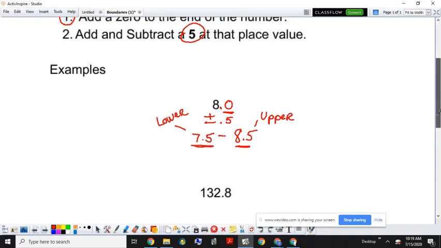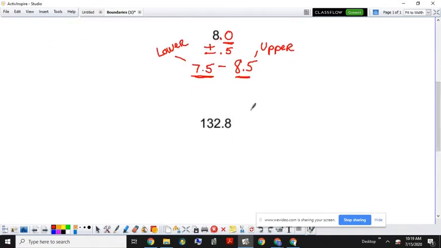Okay, let's look at the next one, 132.8. Step 1, add a 0 to the end of the number, which does not change the value. Then we're going to add and subtract at that place value. So that's the hundredths place, so we're going to add and subtract 0.05, because that's where you added the 0, and that's where you add the 5. So we add 0.05 to it, giving 132.85, and we subtract 0.05, giving 132.75. Those are your boundaries. So pretty much 80 plus 5, 80 minus 5.